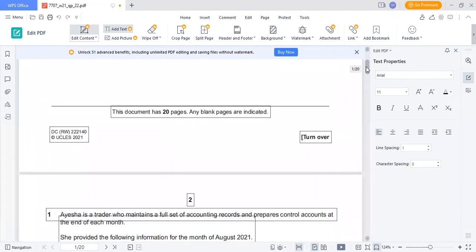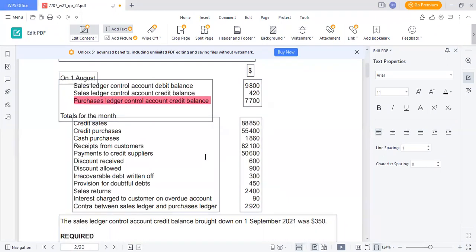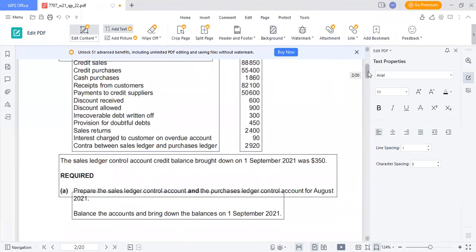Okay. Moving towards first question. Aisha is a trader who maintains a full set of accounting records and prepares control accounts at the end of each month. She provides the following information for the month of August 2021. We have balances first on 1st August, then we have total balances for the month. We are required to make the sales ledger control account and purchases ledger control account for August 2021.